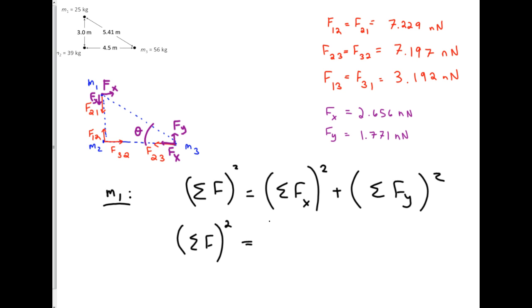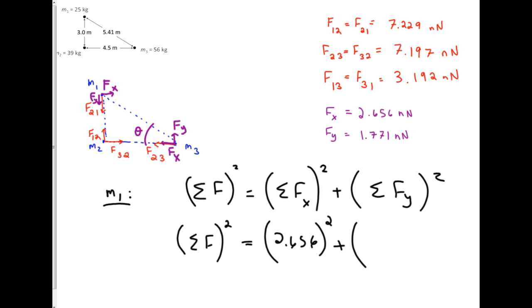On mass 1, what are the x forces? Let's add them up in parentheses right here. I look at my picture, and I see that the only x force on M1 is the x component of F13, right there. So in the parentheses, all I need is that one x component, 2.656 nanonewtons. I'm going to take out units for now because I'm going to run out of space otherwise.